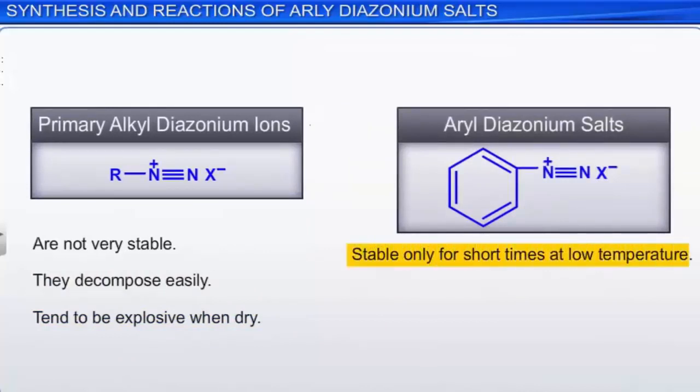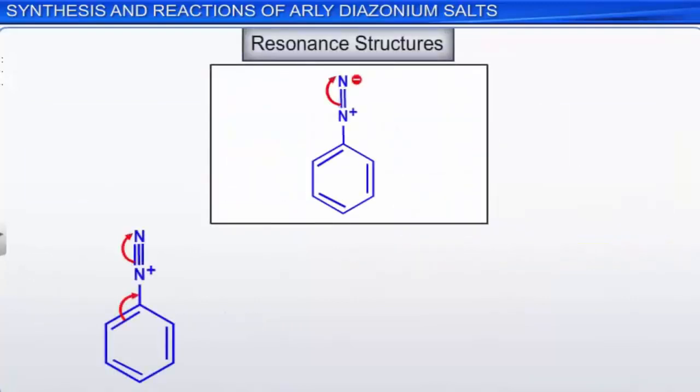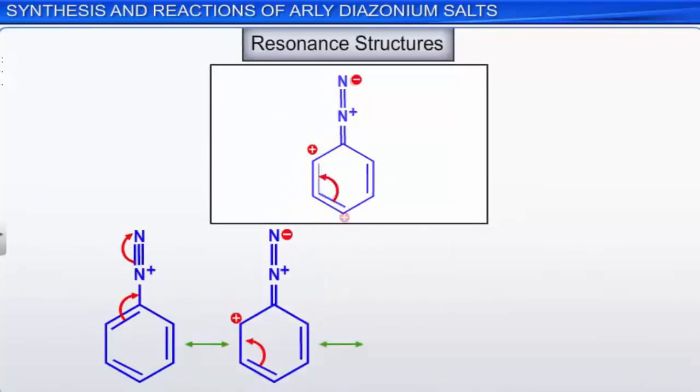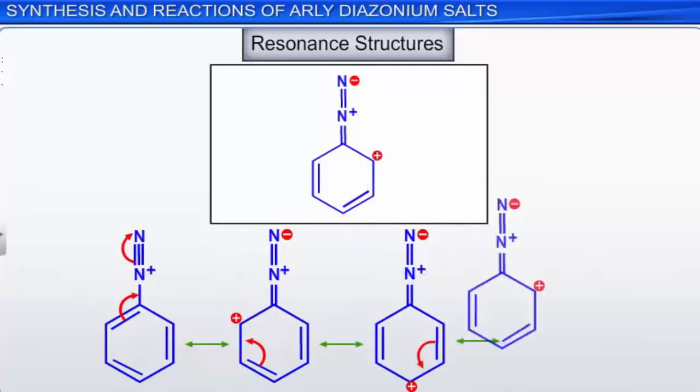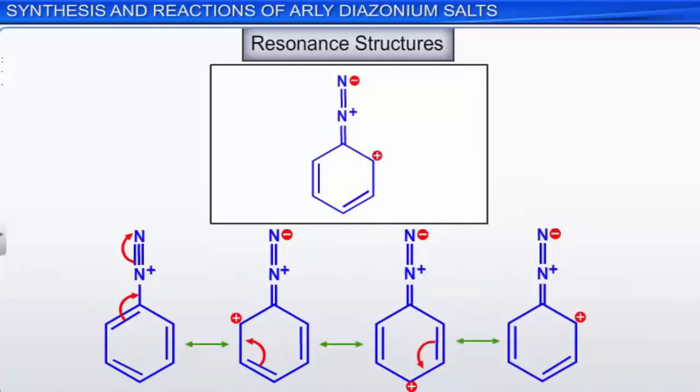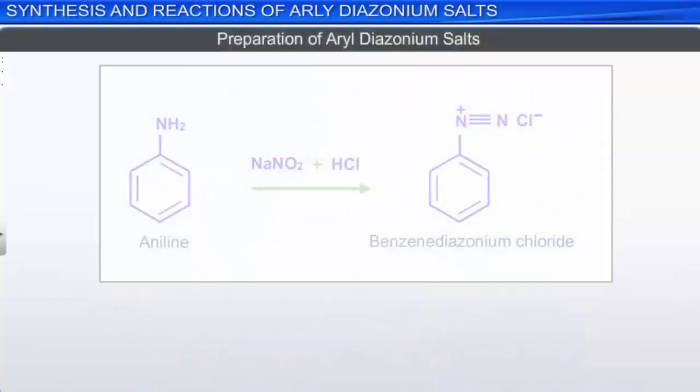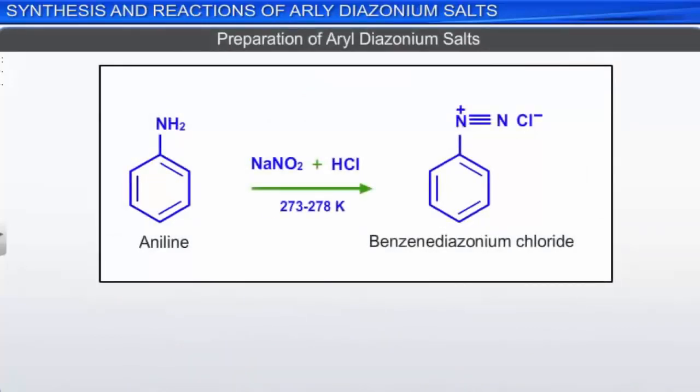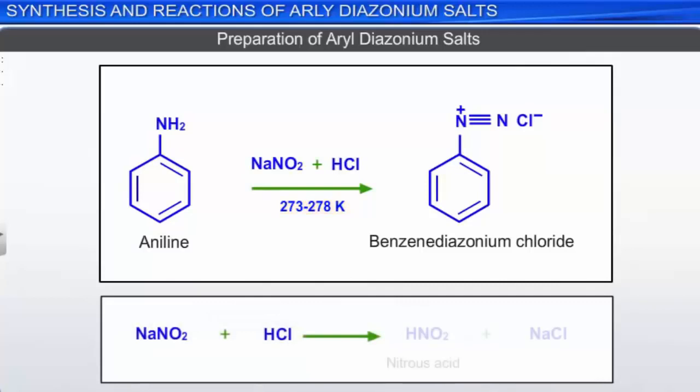Resonance structures help to stabilize the ion by delocalizing the positive charge around the aromatic ring. To prepare aryl diazonium salts, aniline is reacted with nitrous acid at 273 to 278 Kelvin. The nitrous acid is generated in situ by the reaction of sodium nitrite with hydrochloric acid.